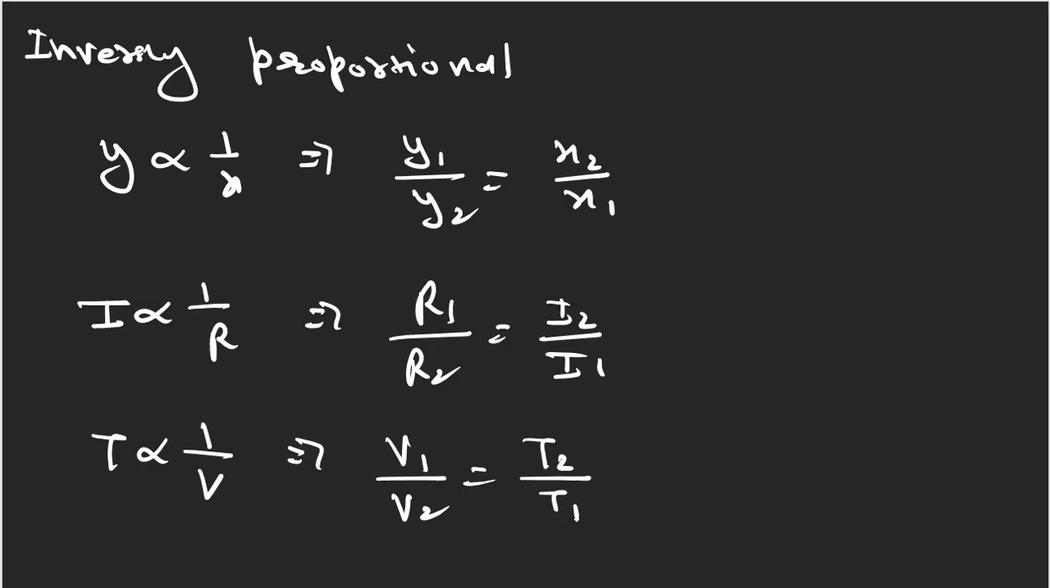So I hope ratio and proportion is clear. What is ratio? Comparison between two quantities. What is proportion? When two ratios are equal, we call that directly proportional. And when two ratios are reciprocal of each other, we call that inversely proportional. So this is all about ratio and proportion.